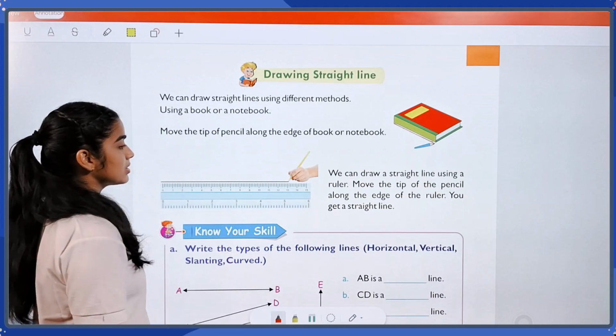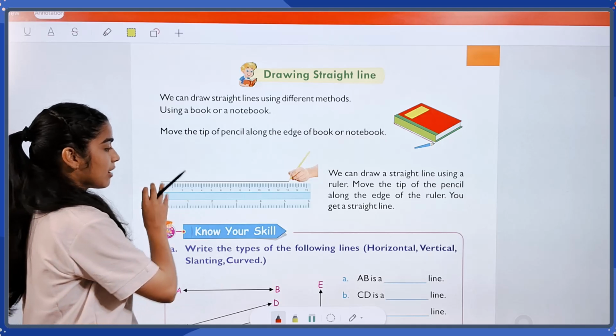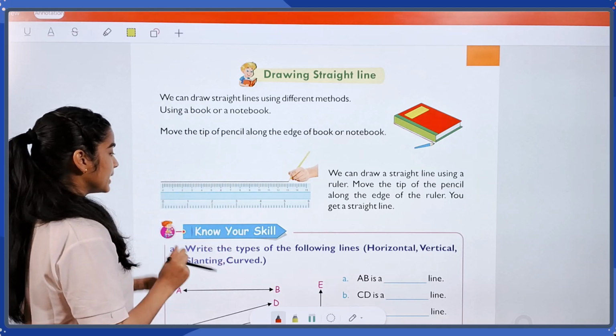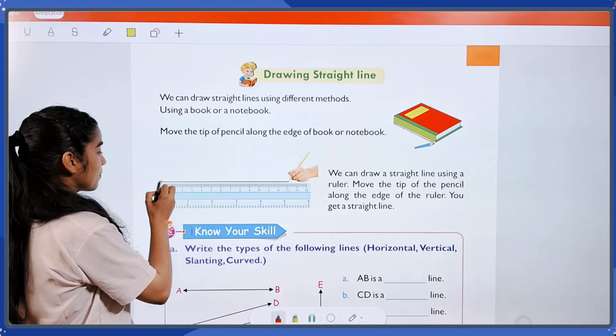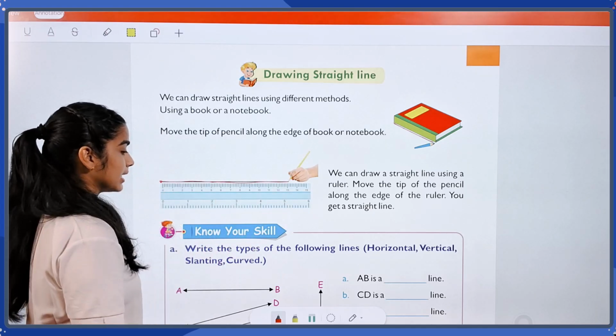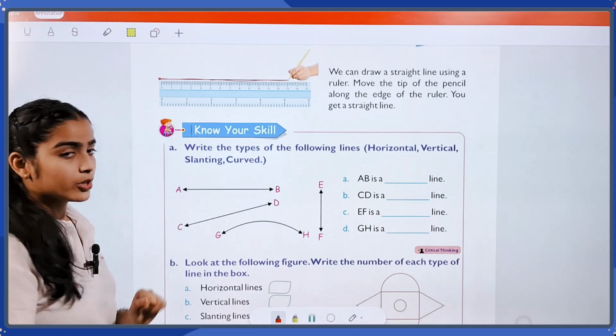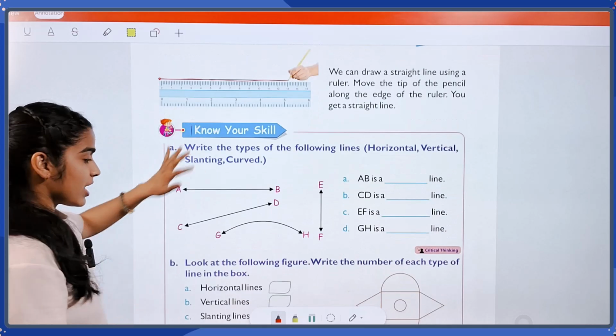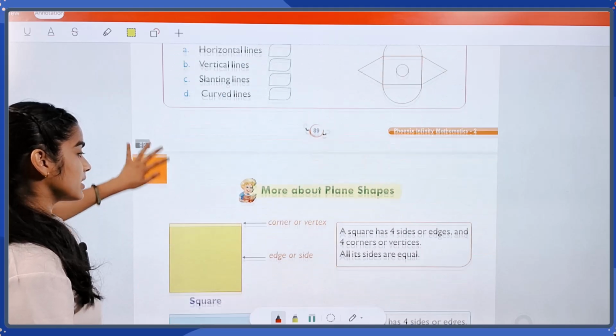Similarly, you can draw a straight line with the help of a ruler. You just have to put your ruler on a plain page, start your pencil from there and go in one direction only. At the end, you have a straight line. Again, now you have to evaluate yourself. So give a try to this question and try to examine yourself.